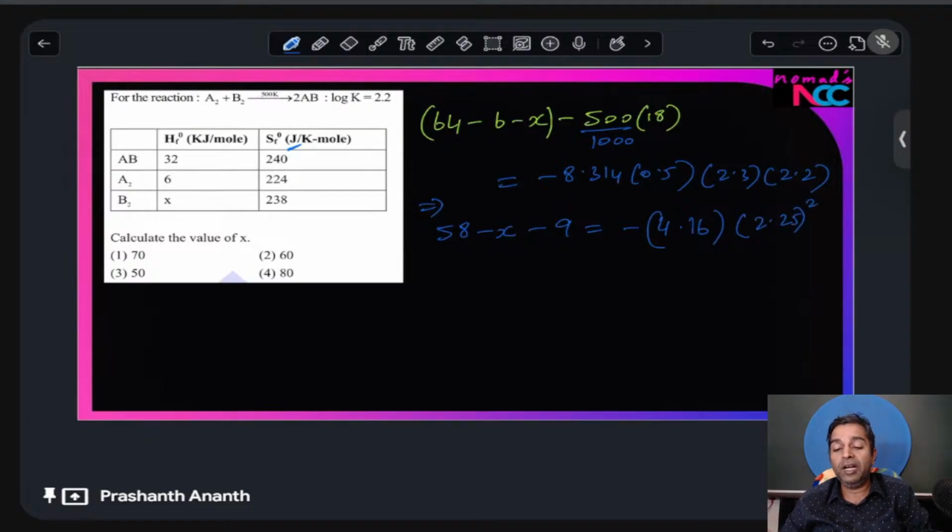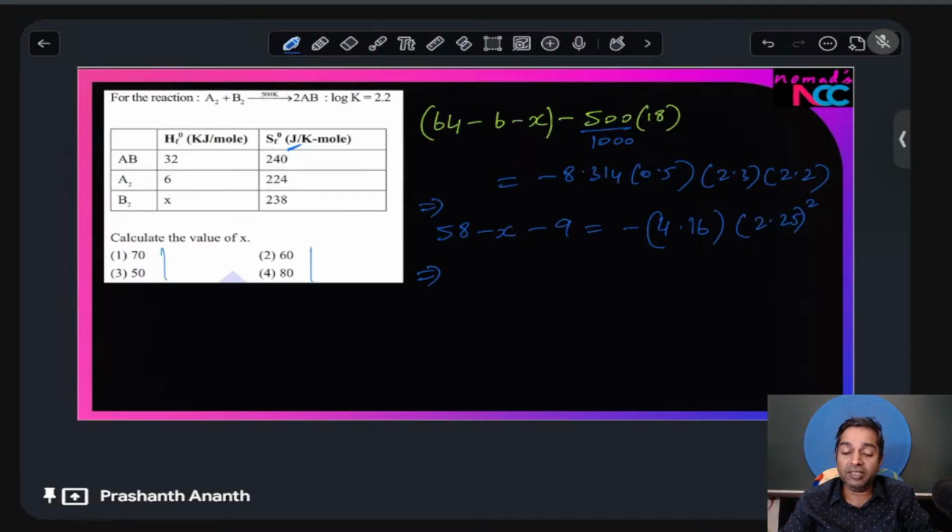So 2.25 is another irritating number there. It is 9 by 4. So 9 by 4 whole squared can be taken easily, 9 by 4 is easier. But let's look at the options here first. The options are well spread apart, no need to sit and solve perfectly, easier to approximate.